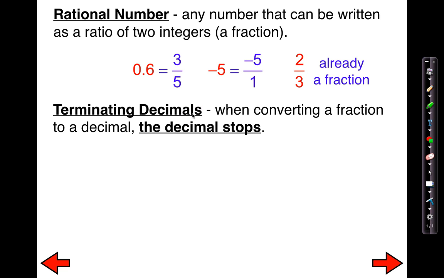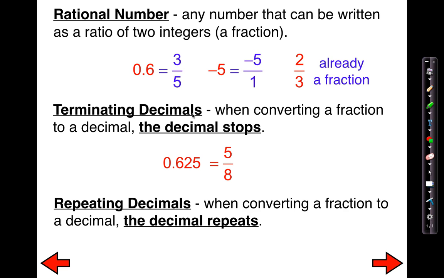So some types of rational numbers will include terminating decimals. Basically, this is when you're converting a fraction to a decimal and you notice that the decimal actually stops. So here's an example of one. 625 thousandths is rational. Why? Because I can express it as a fraction.